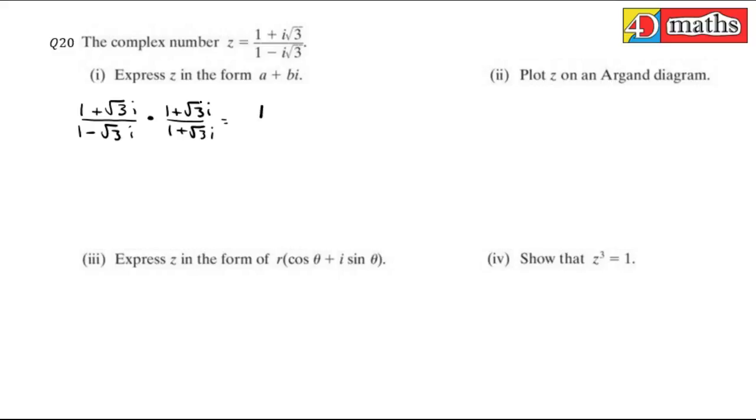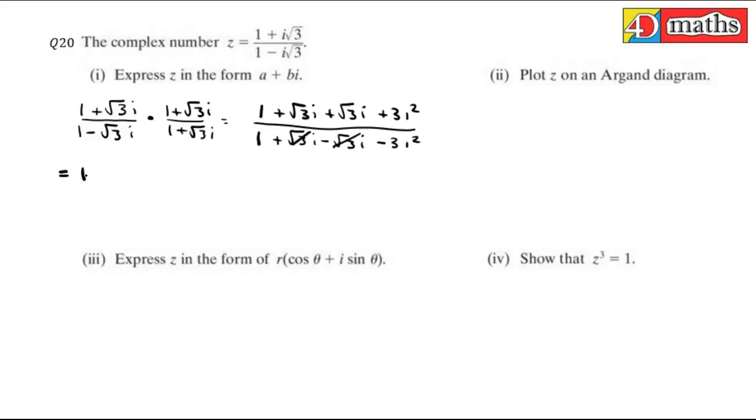So you get 1 plus root 3i plus root 3i. Now root 3i by root 3i is 3i squared. All over the bottom: 1 plus root 3i minus root 3i minus 3i squared. Okay, so these are going to cancel. Then I'm going to tidy up the top line.